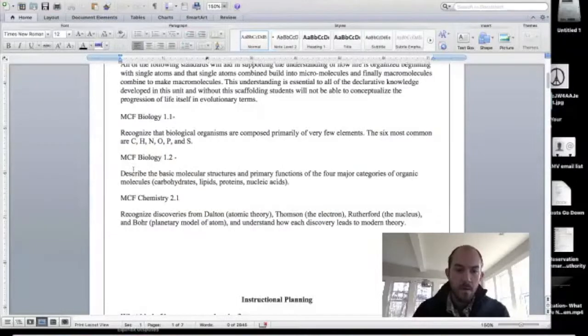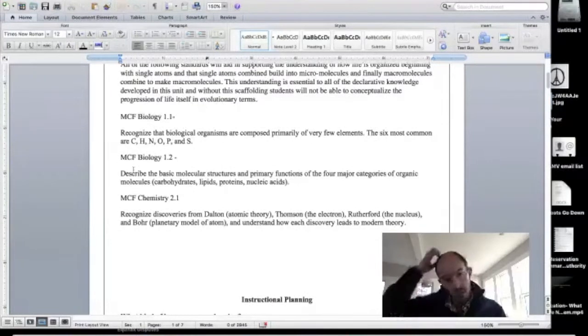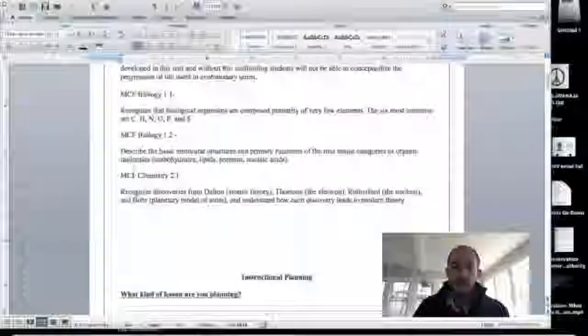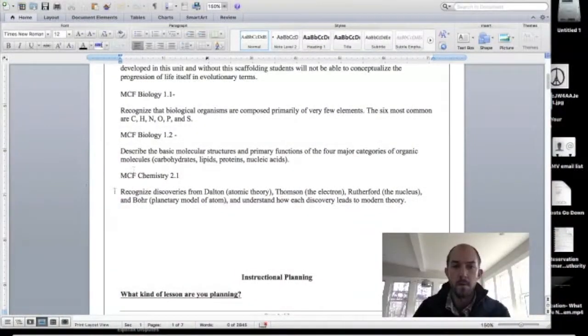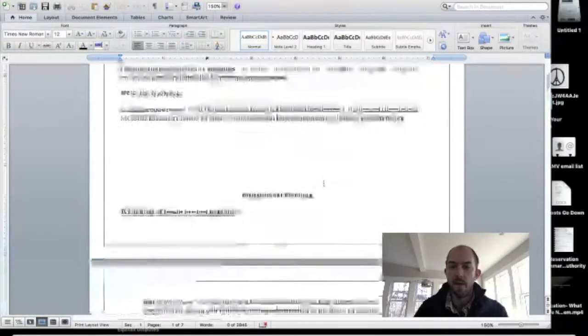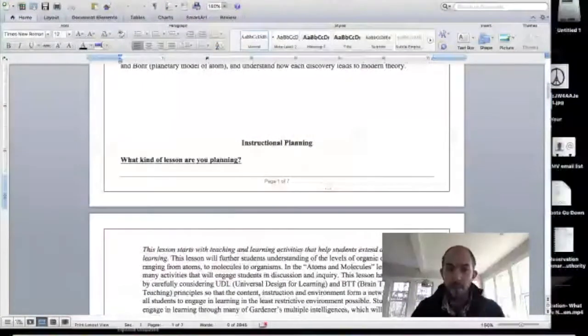And then the third is to recognize the discoveries from Dalton, the atomic theory, Thomson's electron theory, the Rutherford nucleus experiment, and then the Bohr planetary model of the atom, and also understand how each discovery leads to the modern theory. The third standard is going to be part of my lecture. The first 2 are really part of the hands-on lab that I'll be creating in this lesson.